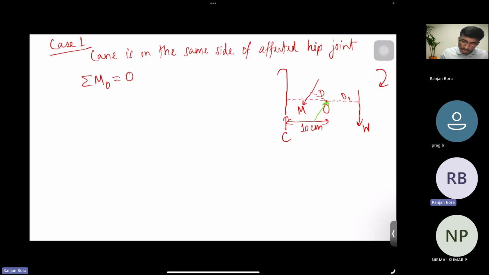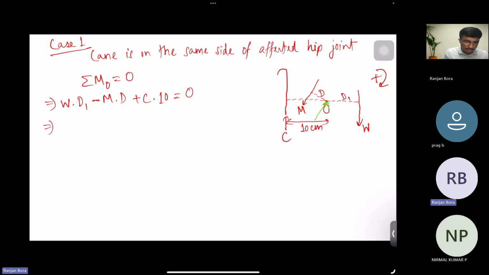And we will take clockwise as positive. So this W is producing moment in the clockwise direction, so this will be W dot D1. M is producing in the anti-clockwise direction, minus M dot D. And the cane force is also producing in the clockwise direction about this point O, plus C dot, I am writing directly the distance 10, equal to 0.